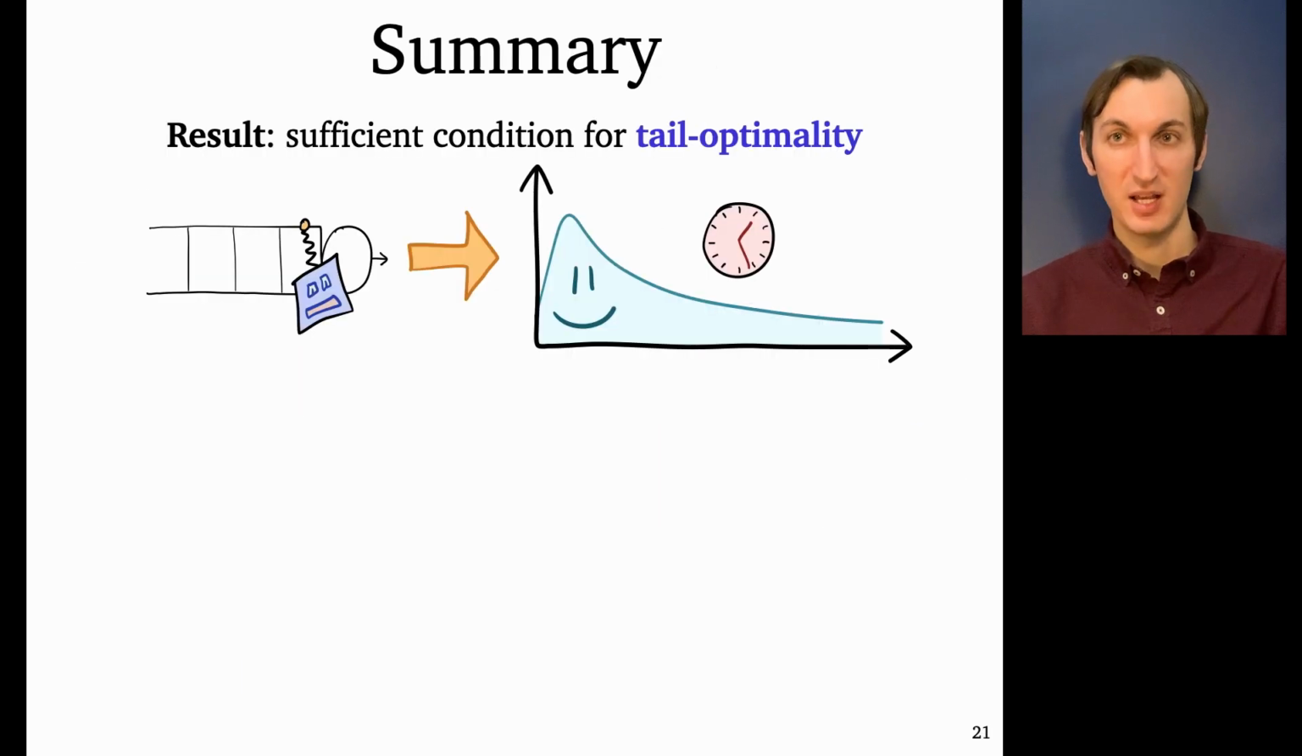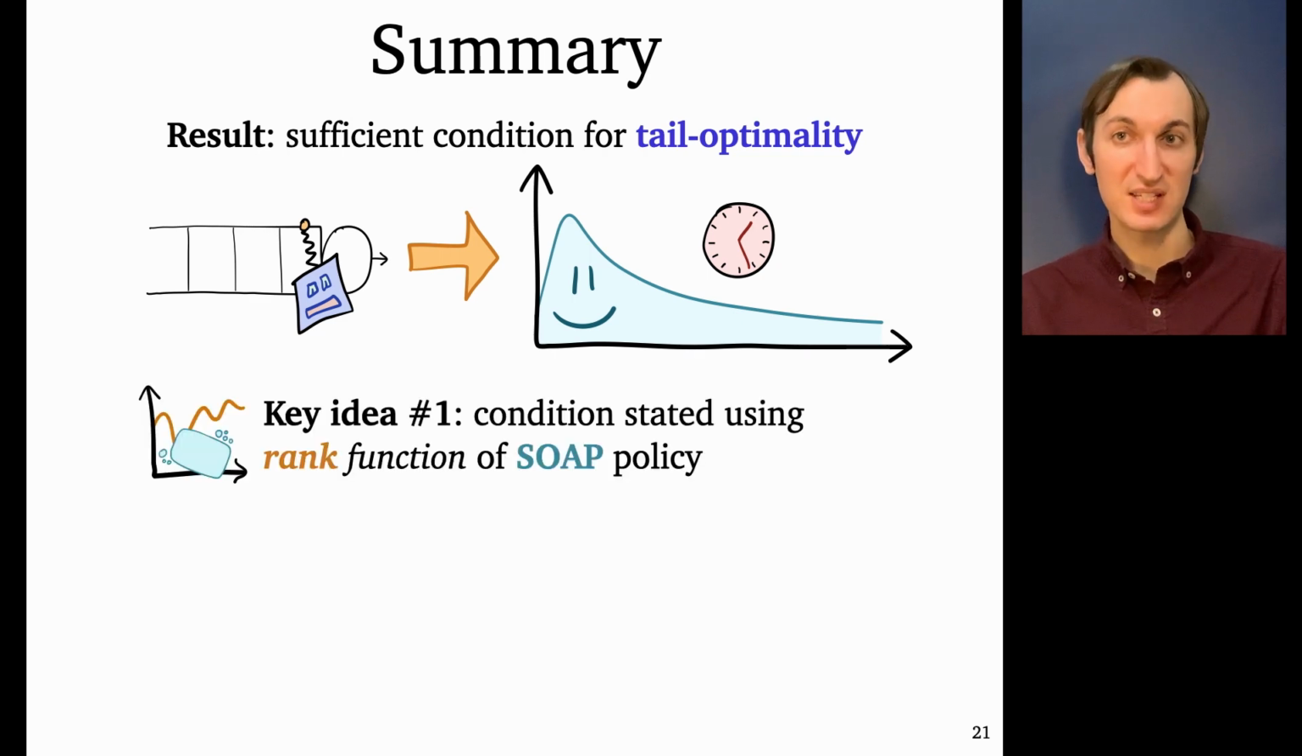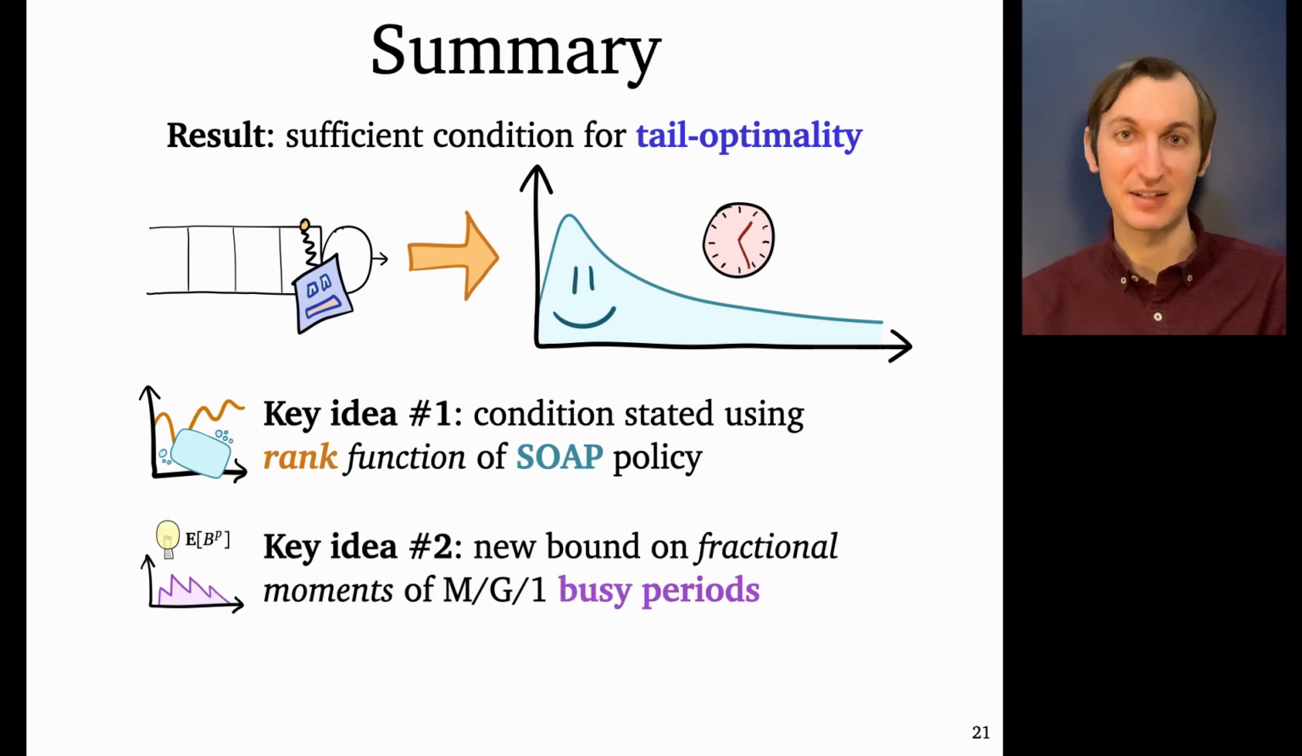So to summarize, today we talked about a sufficient condition under which a policy is tail optimal, has best possible response time tail decay. And it rests on two key ideas. The first is that we stated our sufficient condition in terms of the rank function of a SOAP policy. And the second was that there are several key technical steps that go into this, one of which is bounding fractional moments of M/G/1 busy periods, a result that can be of independent interest across queuing theory.